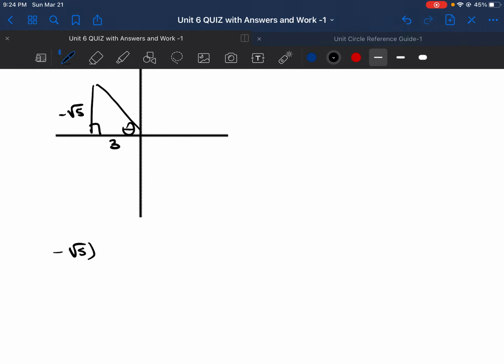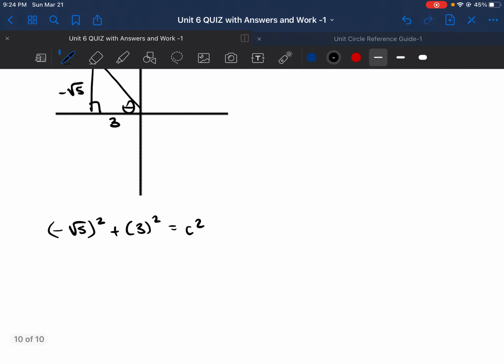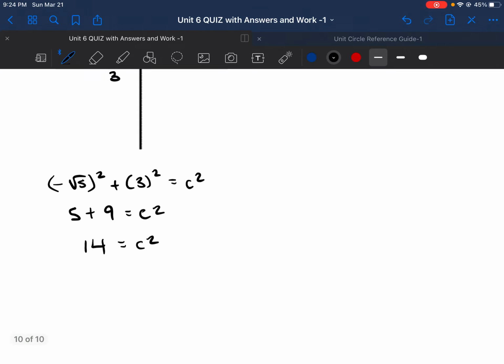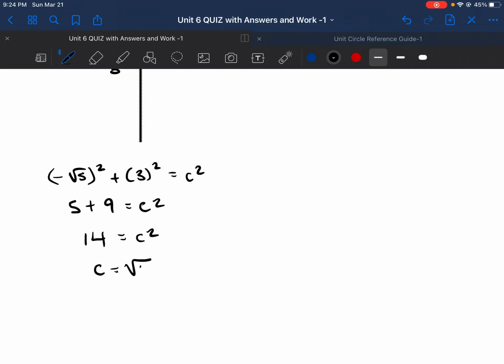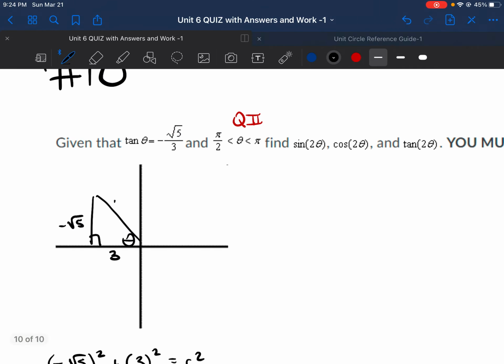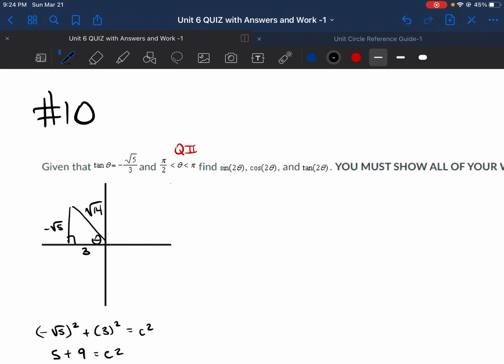So we get negative square root of 5 squared plus 3 squared equals c squared, because we're calculating for the hypotenuse. Negative square root of 5 squared is going to be 5. 3 squared is 9. That gives us 14. And we take the square root of both sides, so the hypotenuse is going to be square root of 14. All right, so let's go through and do these calculations here.